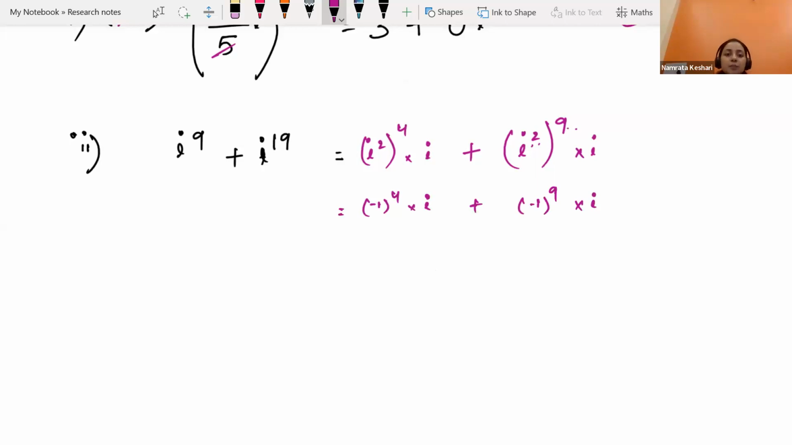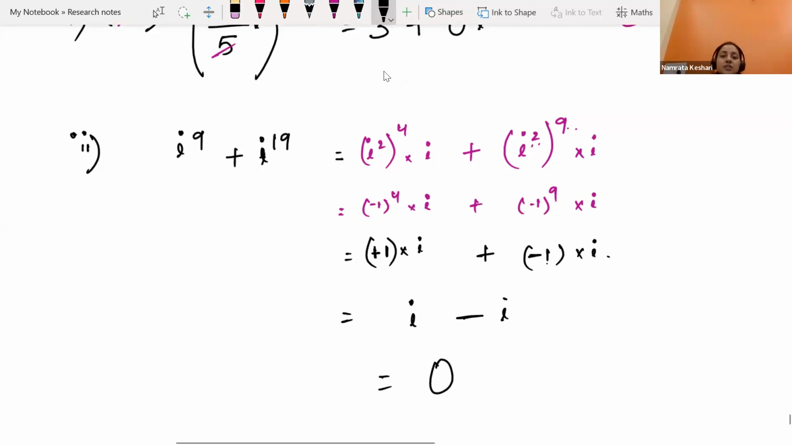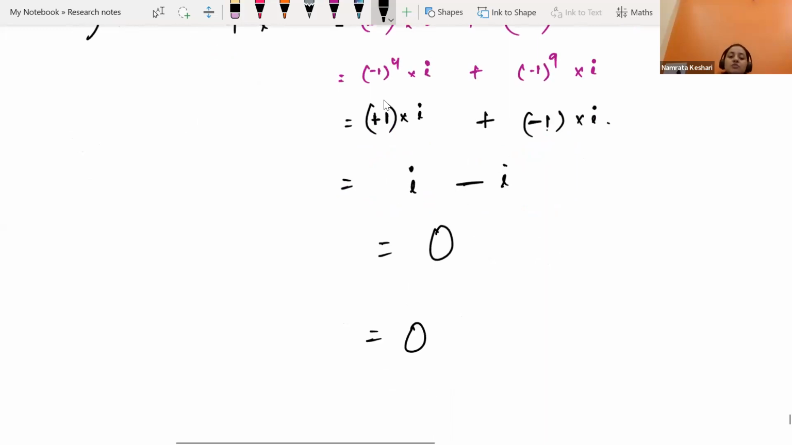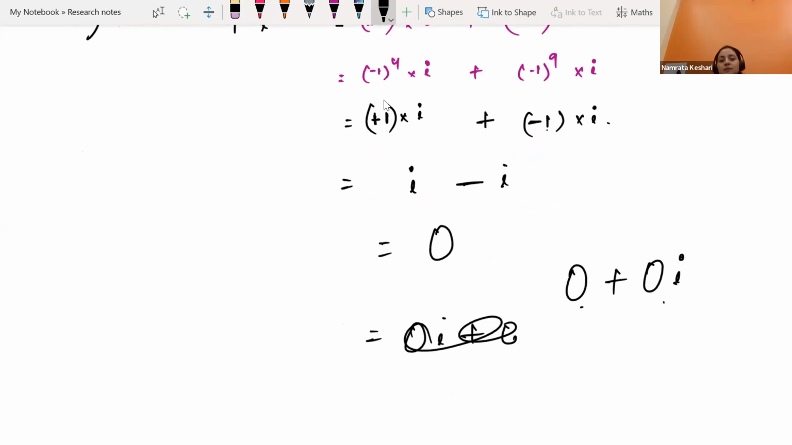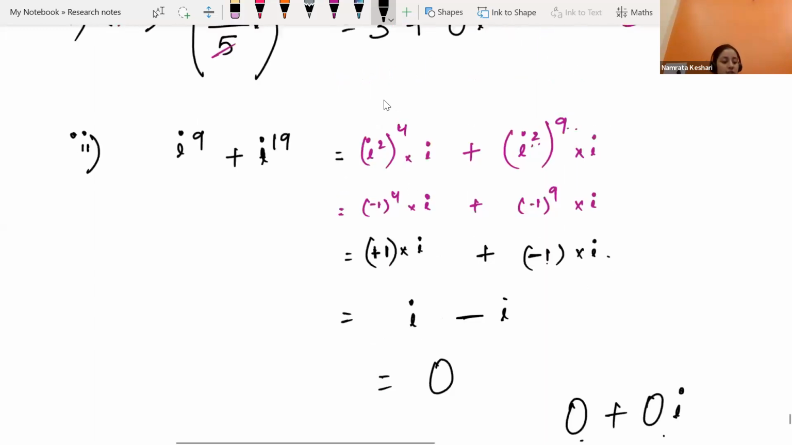Now we realize that when the power is an even number, the result will be positive, so it will give the positive result into i. And when the power is an odd number, it will generate a negative result. Multiplied together, this will be just i and this will be minus i, and the result is zero. In a plus ib format, we need to write it as 0 plus 0i. Real part is 0, imaginary part is also 0. Is it okay? Yes, Ali, 0 will be there.